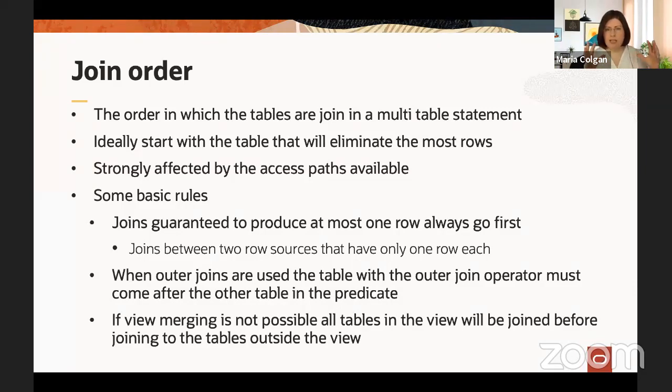So, for example, if I'm joining two primary keys together and I know at most there'll be one match for those, it's either a match or there's no match, that join will go first. So if I can guarantee that I'm only going to get one row with an index lookup, a primary key index lookup, then that's going to go first.